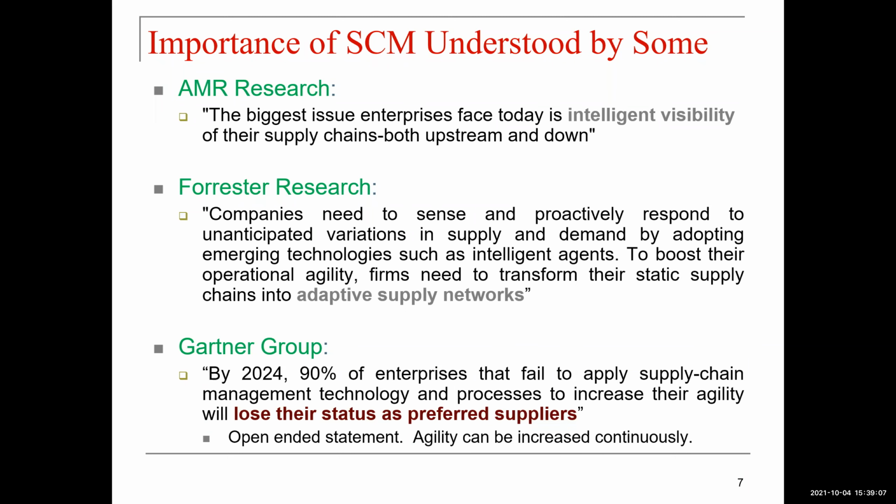The Gartner Group says that by 2024, 90% of enterprises that fail to apply supply chain management technology and processes to increase their agility will lose their status as preferred suppliers. So this announcement in that statement, agility can be increased continuously.